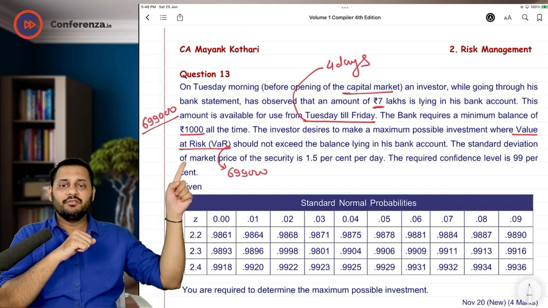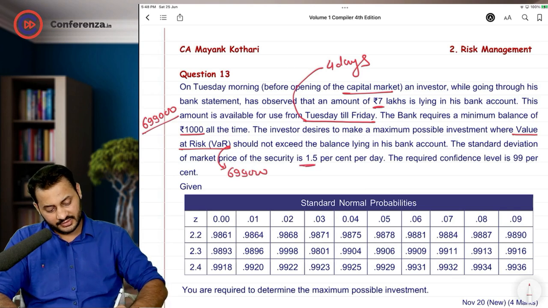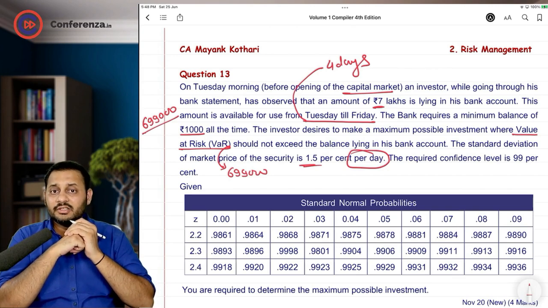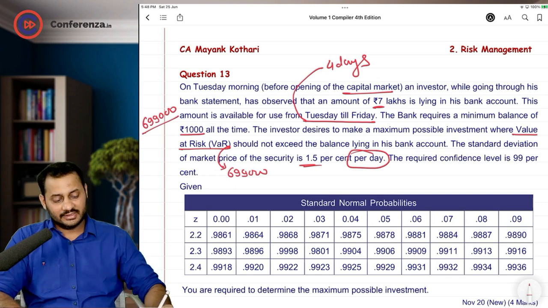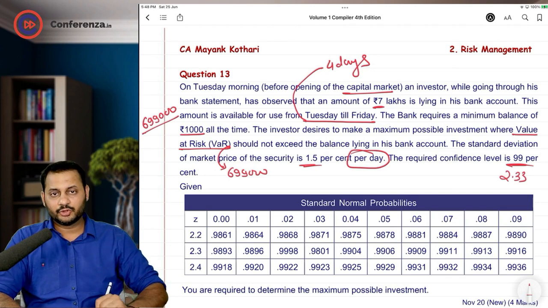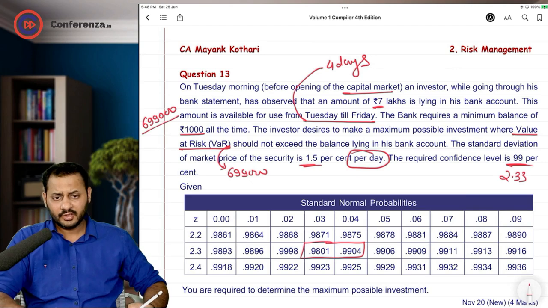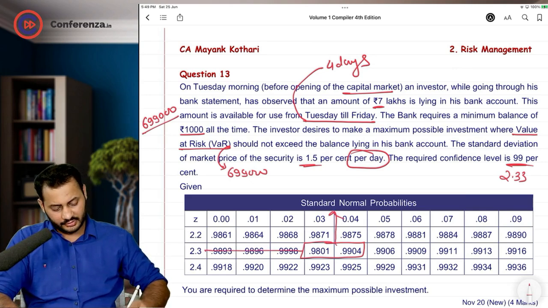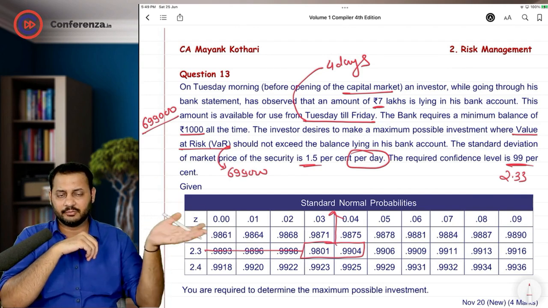The standard deviation of the market price of the security is 1.5% per day. But we will be using this amount for 4 days. The required confidence level is 99%. It should immediately come to your mind that the z-score is 2.33. You can clearly see that 99% comes down to here. If you interpolate this, you will be able to calculate it: 2.33. Okay, there is no need for the rest of the table.